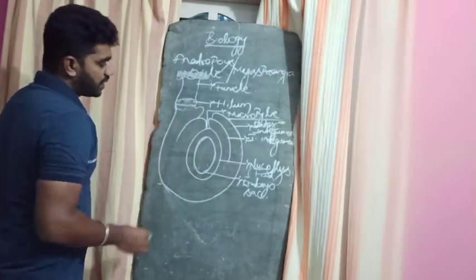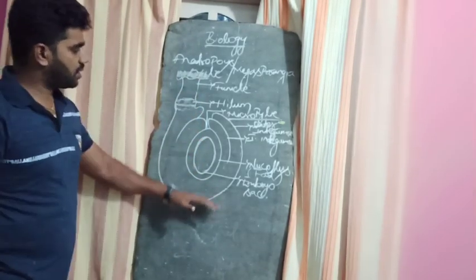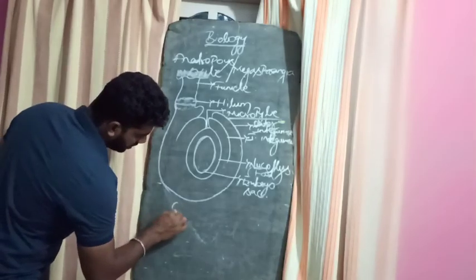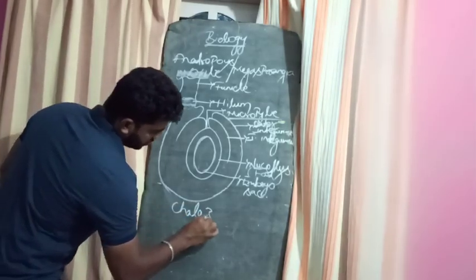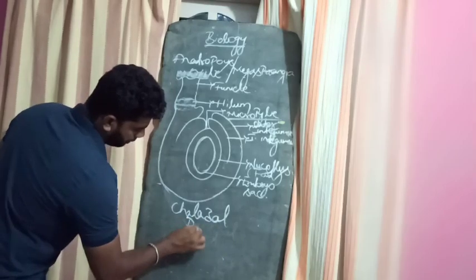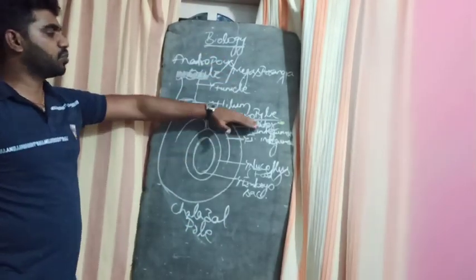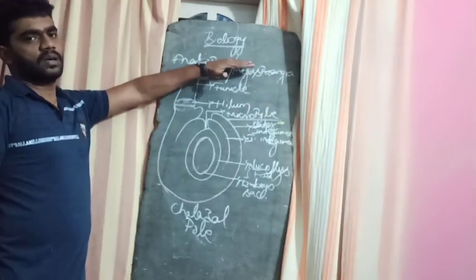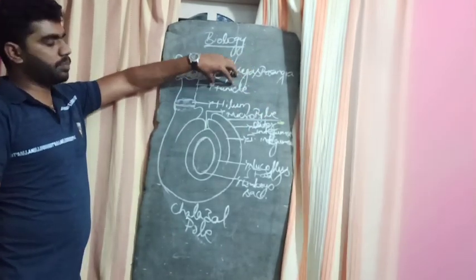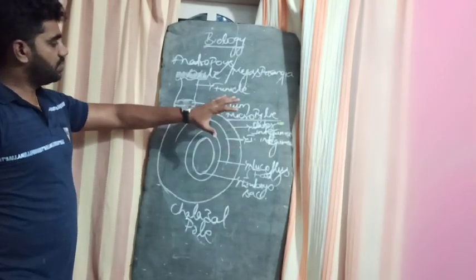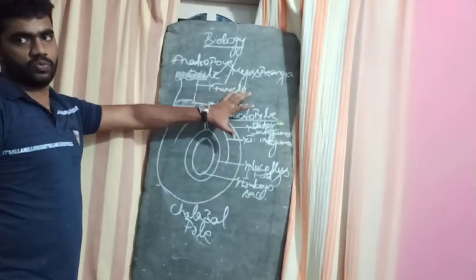So these are the parts, and we can divide this Anatropous ovule into two poles. The basal pole is called the chalazal pole, and the upper part, which is present towards the micropyle, is called the micropylar pole. This is the micropylar pole, and this is the chalazal pole. So this is about the Anatropous ovule.